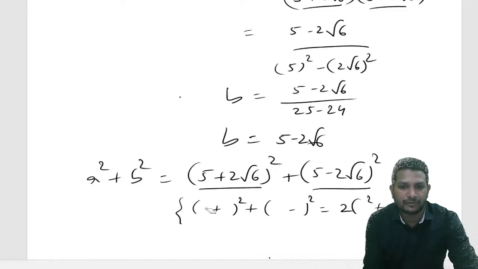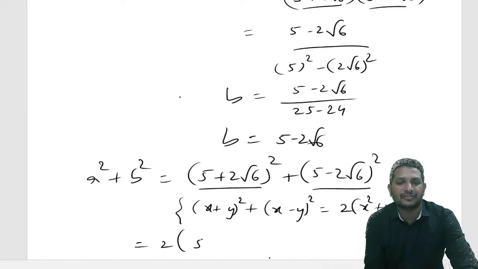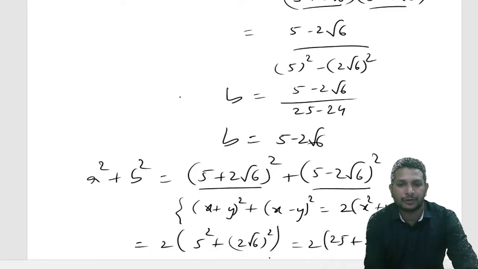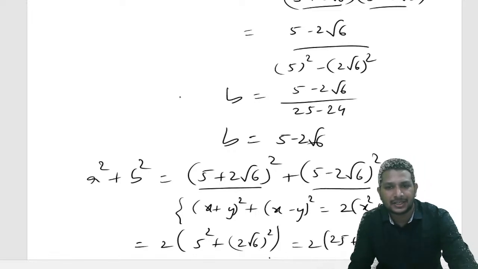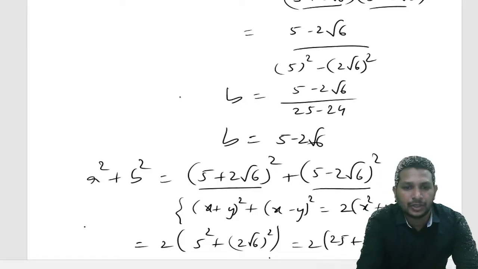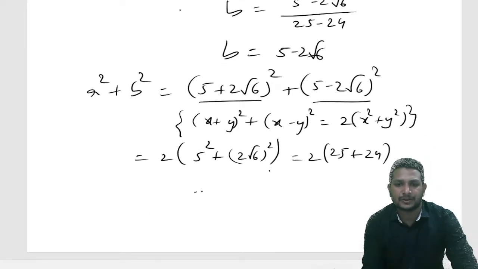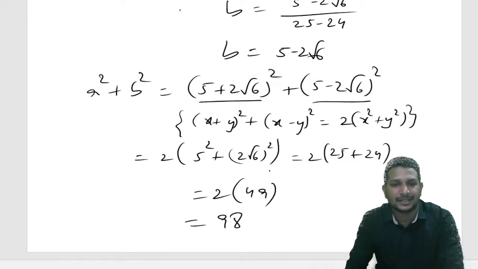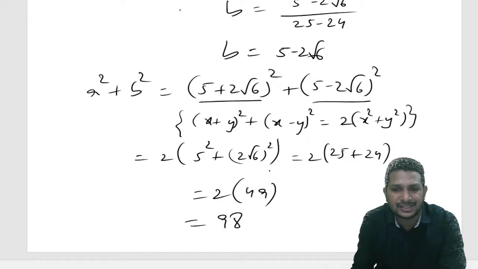So the formula: (x plus y) whole square plus (x minus y) whole square equals 2 times (x square plus y square). So the answer is 2 times (5 square plus (2 root 6) whole square). So 2 into (25 plus 24). 25 plus 24 becomes 49. For 2 times 49, 98 is the answer. 98 is the answer for this question.